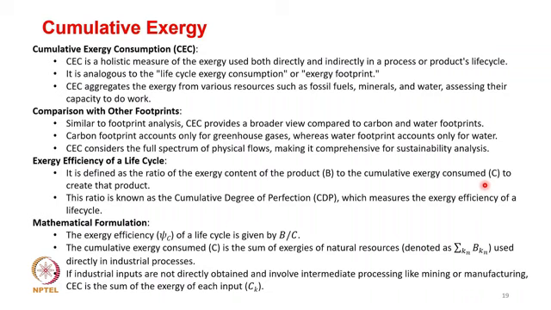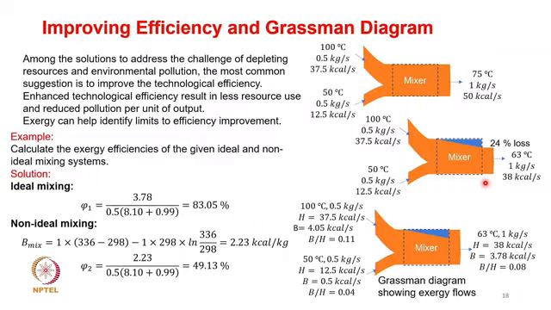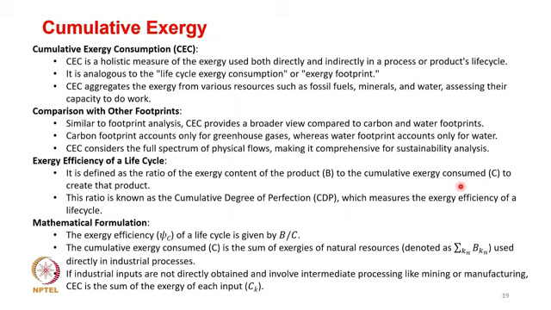So, exergy efficiency of a life cycle. This is typically defined as the ratio of exergy content of the product to the cumulative exergy consumed to create that product. The ratio is known as the cumulative degree of perfection, also called CDP. Some more details are coming in later slides. The cumulative degree of perfection is that particular metric that helps you measure the exergy efficiency of the entire life cycle. So how do we formulate this mathematically?